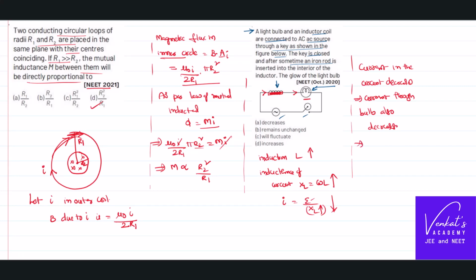So the glow of the bulb decreases as the current is less. So the glow of the bulb decreases is the answer for the problem. That's how we have to answer that problem.